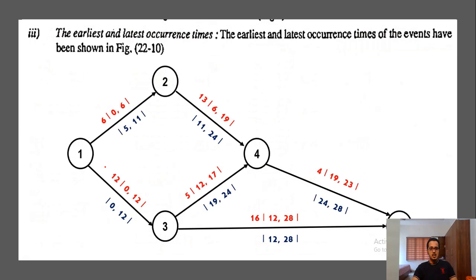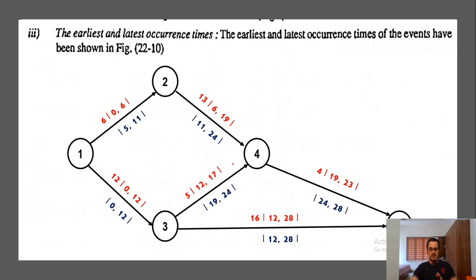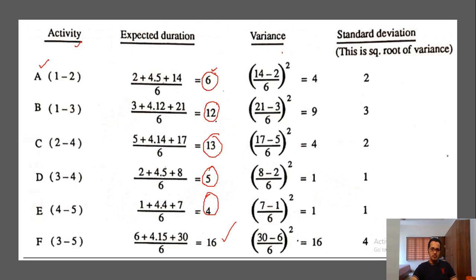So, coming to the next step, just look at these values. The expected durations are 6, 12, 13, 5, 4, and 16. These are all the expected duration values. From the network diagram that we have already developed, you just consider the value of expected duration.